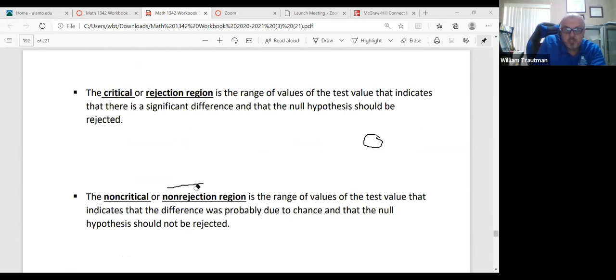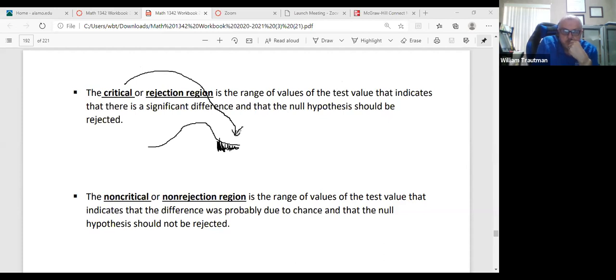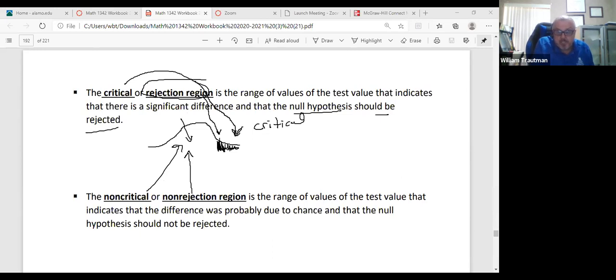So let me draw a little picture here. So here's our normal curve. Let's say we have a right-tailed test. This is called the critical region. We call it the critical region or the rejection region. So they're called both. If our value lies in the rejection region or the critical region, then the null hypothesis should be rejected. If our value lies somewhere else, this is the non-critical or the non-rejection region, then the null hypothesis is not rejected.